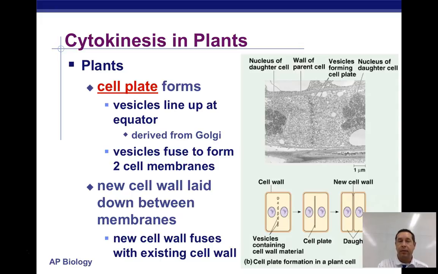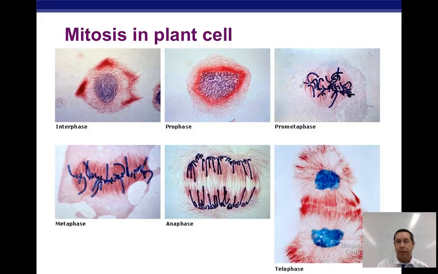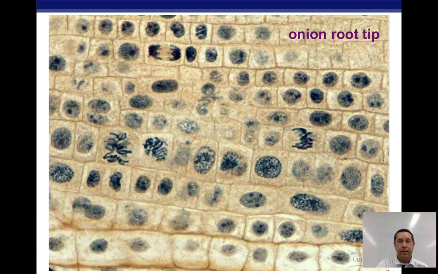The new cell wall is going to fuse with the existing cell wall, and what you end up with is two cells about the same size. So here you can see the vesicles and the cell plate. Here we see mitosis in a plant cell. Here we can see the different stages in onion root tips, which are growing. You can see the different phases.